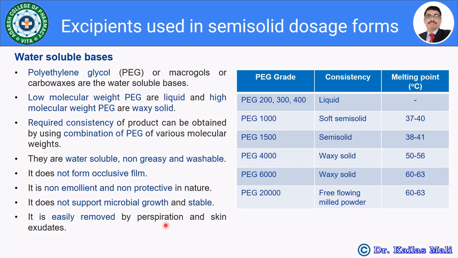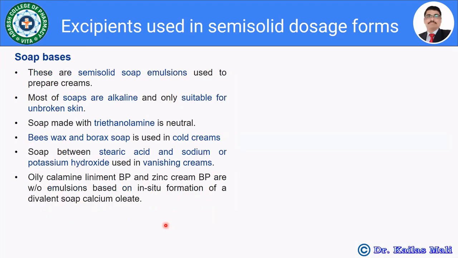So we have discussed the oleaginous bases, hydrocarbon bases, emulsifying bases, and water soluble bases. All these are the ointment bases. Is that clear to you? Okay. So moving towards the soap bases.